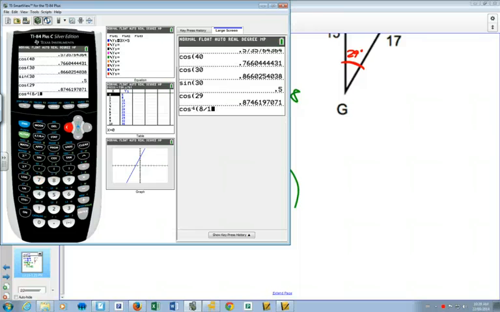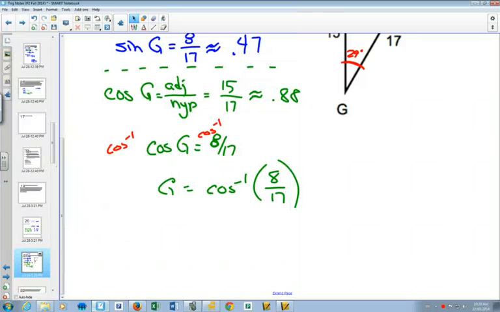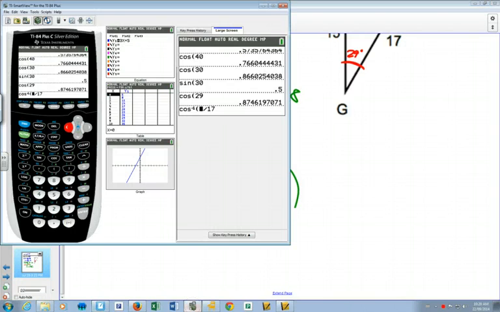No, it was 15 divided by 17, was it? Why did I change it to 8? 15 divided by 17. Cos inverse of 15 divided by 17. It tells us the angle was perfectly 28.07248694. So our estimate at 29 was not bad, but 28 would have been even better.